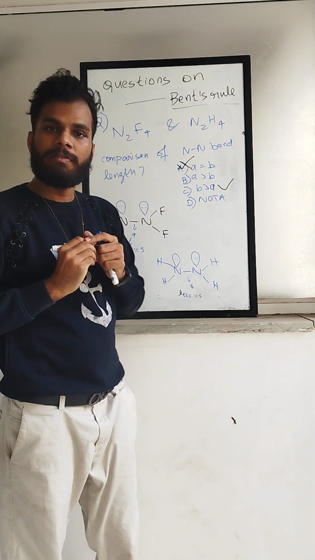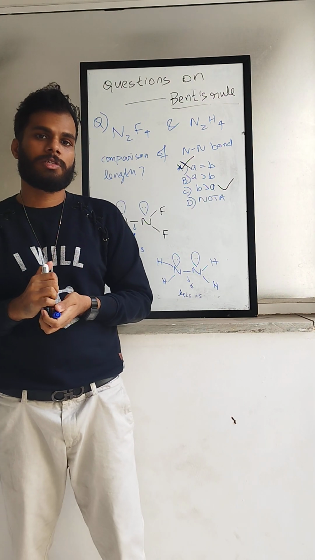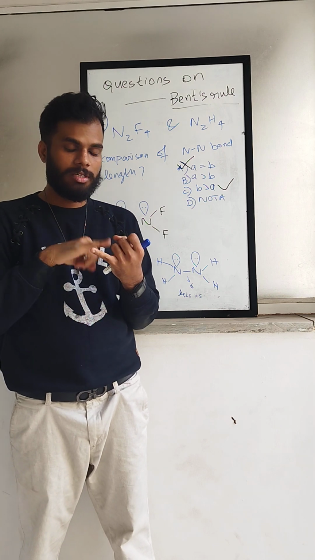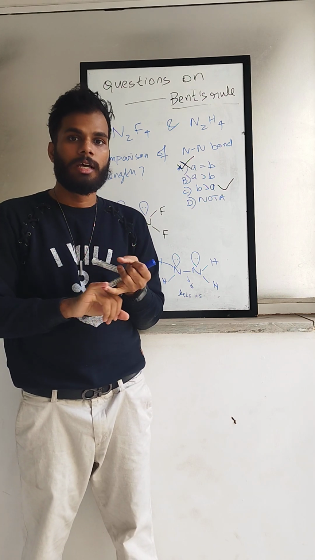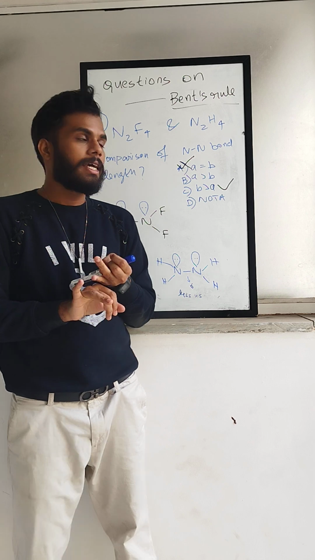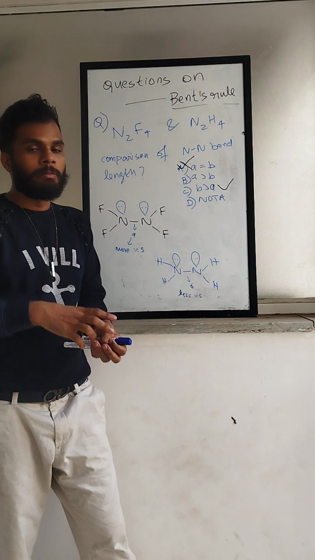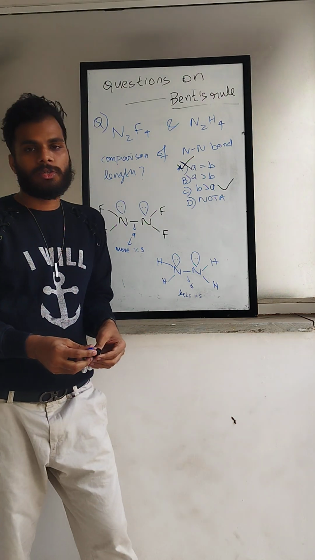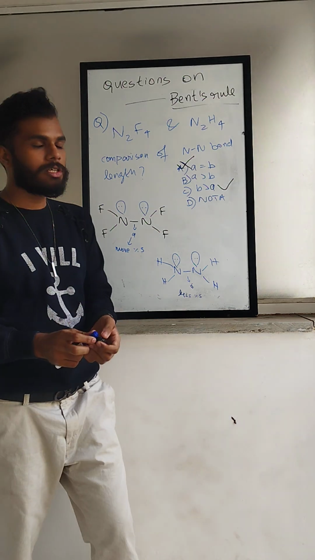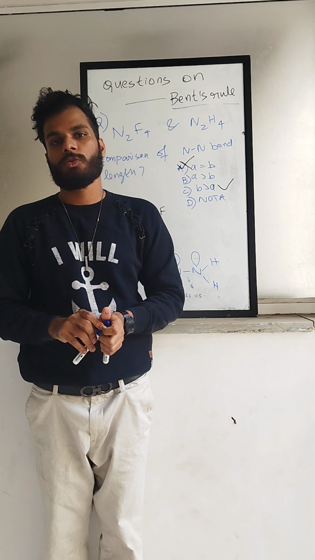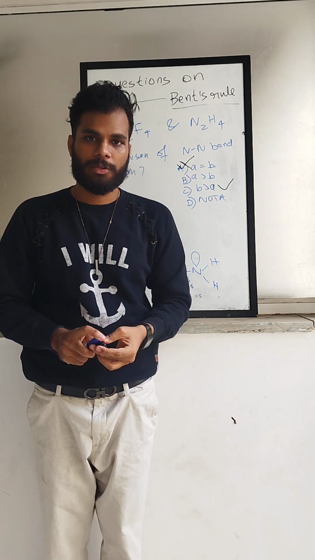Okay, so we have discussed three different types of questions that you can get in Bent's rule. One is about the overall structure. Next is about the bond angle, and another one is about the bond length. Now you revise these questions and practice similar questions in your question banks and everything, then Bent's rule will be very easy for you. Thank you.